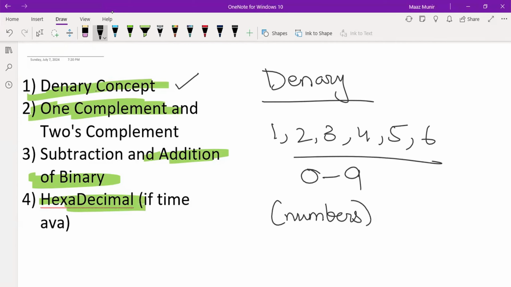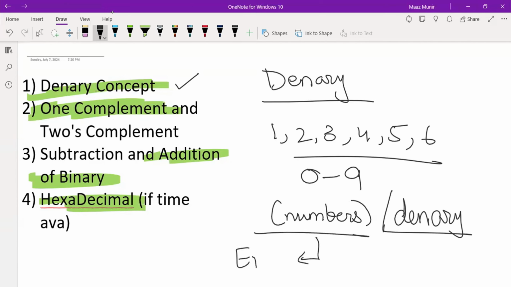But in the world of computer science, we call this the denary number system. So numbers in our basic English are called denary in terms of computer science, and denary consists of the numbers from 0 to 9. I hope this is clear.